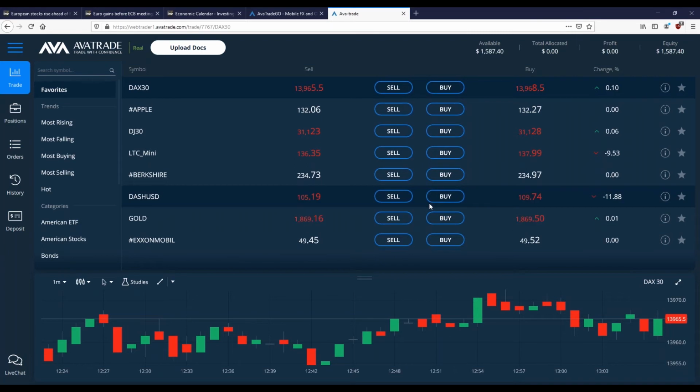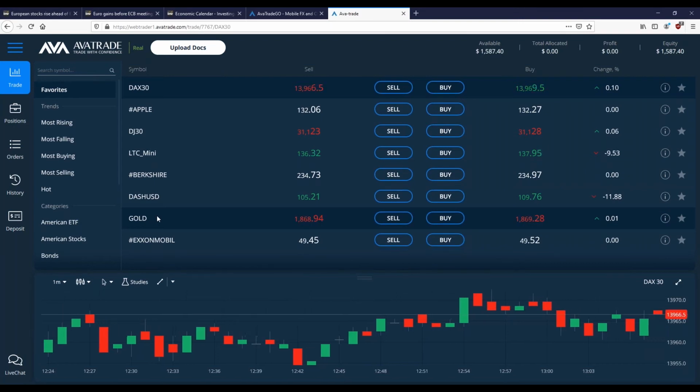Okay. Now, real quick, the risk management stuff. If I want to click on gold, silver, or FX pairings, you'll see Ava Protect as a feature. All the other features are on all of the instruments.